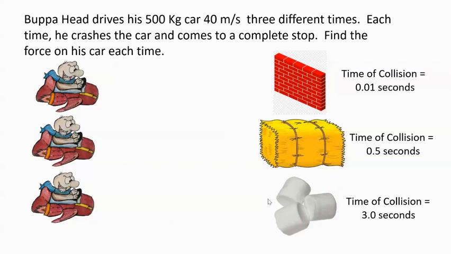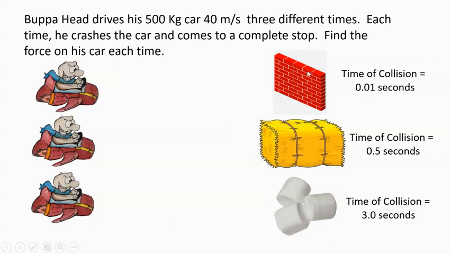All right. First, each time he's going to be going 40 meters per second, and each time he's going to come to a complete stop. The mass of him and his car put together is 500 kilograms. So we have some numbers to put into these equations. Let's see what the effect is of these different barriers that he's running into.